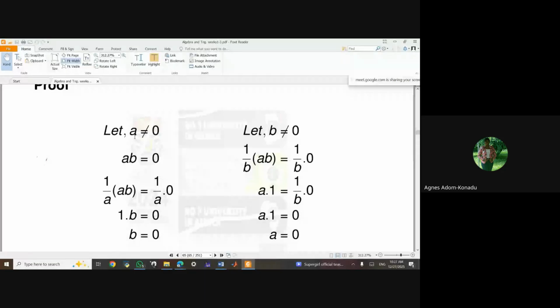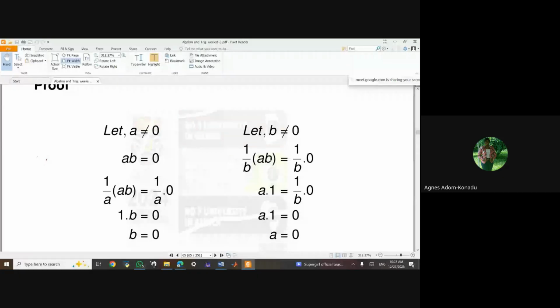And then I know that 1 times a number is B, so B is equal to 0. So if my A is not 0 and the product of A and B is 0, then I can prove that my B is 0. The other part is when B is not 0. If my B is not 0, and the product of A and B is 0, I want to prove that then A is 0.